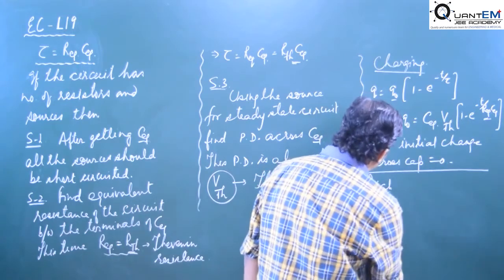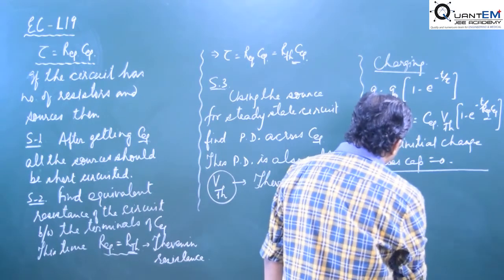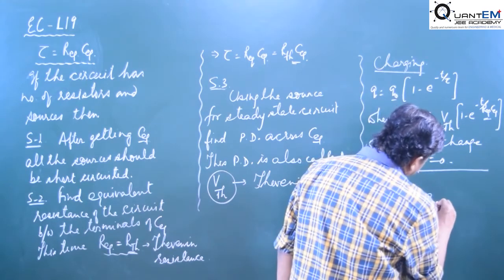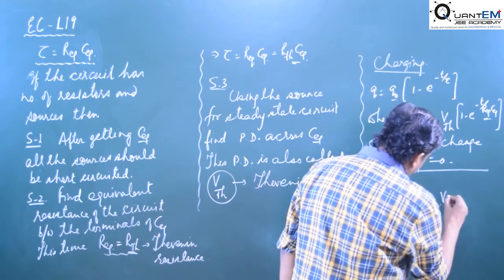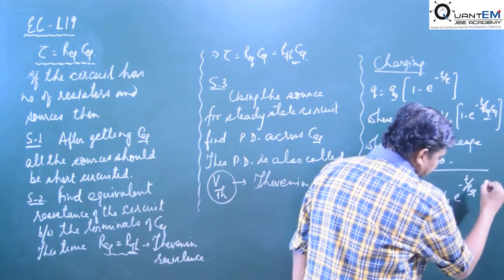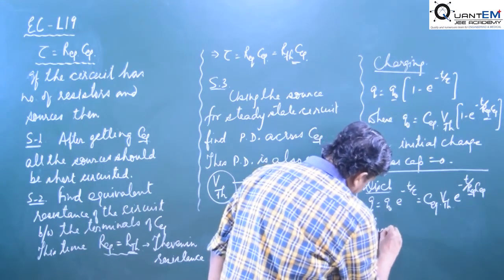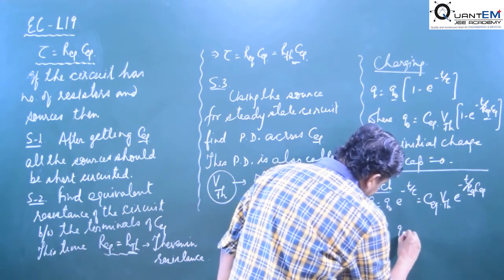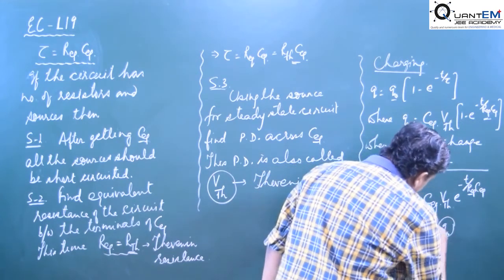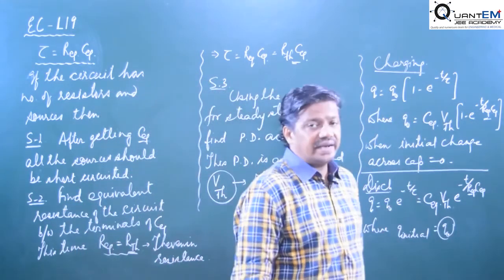Similarly for the discharging process also, we have to use the formula Q is equal to Q naught e to the power minus t by tau. Q naught here is C into the Thevenin voltage, and tau is Thevenin resistance into C equivalent. Here the initial charge across the capacitor is Q naught. In this way you may find the value.